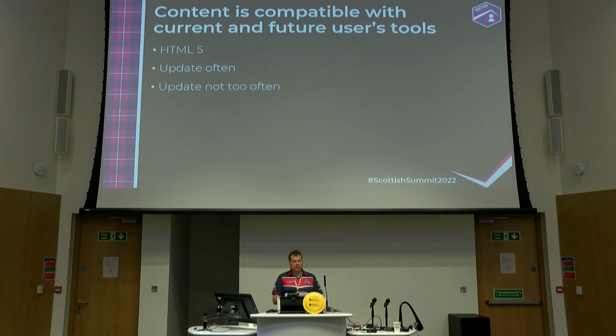Robust. The content is compatible with the current and future users' tools. Here is a paradox. Do you like paradoxes? Tech has a lot of paradoxes and accessibility too. You need to update often, but you shouldn't update your application too often. If you update too often, users are very confused, especially if updates include UI changes or different ways of presenting. But if you do not update often enough, then you are not good on the security standards anymore.